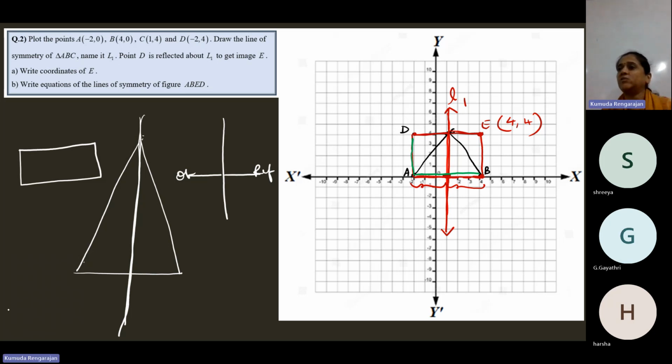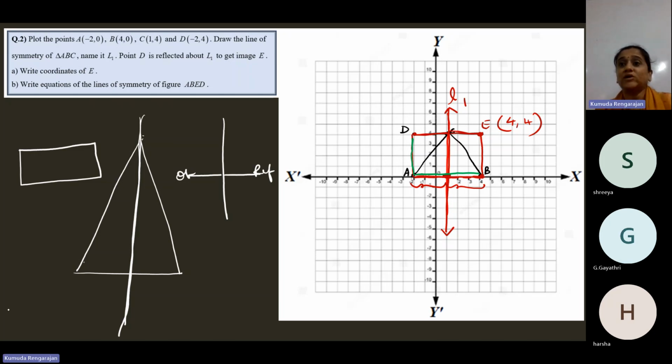Now, an equilateral triangle has 3 lines of symmetry. An isosceles triangle has only 1 line of symmetry. A scalene triangle has no line of symmetry. A scalene triangle, you cannot fold in any way so that the two parts coincide. An isosceles triangle, you can fold in only one way so that the two parts coincide. An equilateral triangle, you can fold in 3 different ways so that the parts on either side coincide.